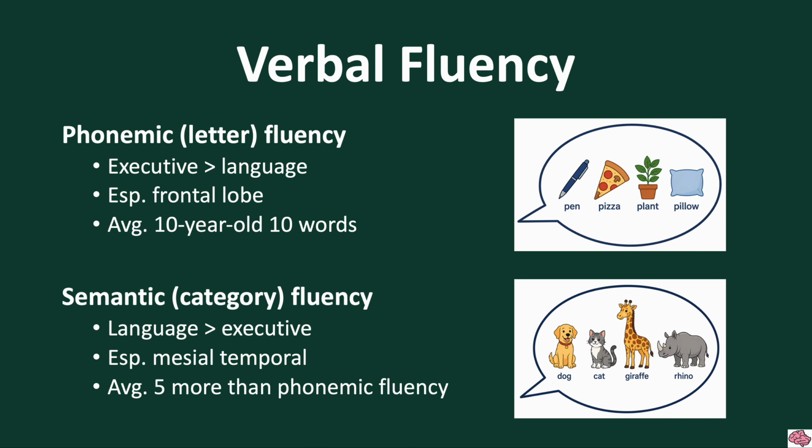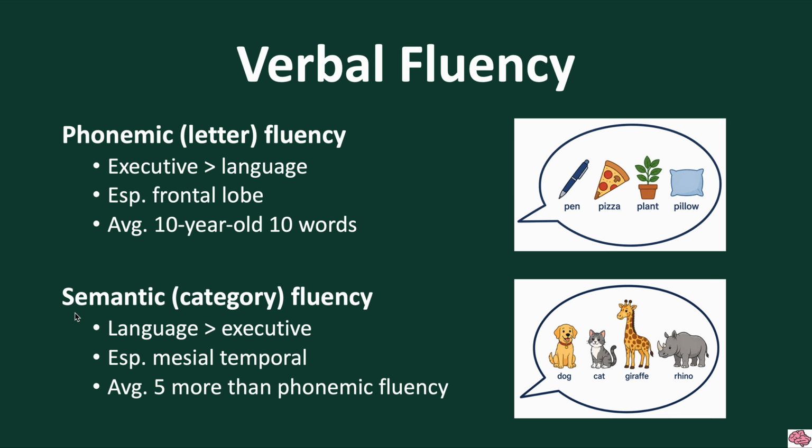So there you have it. Verbal fluency is a hybrid task relying on both executive and language functioning. There are two types: phonemic or letter fluency, and semantic or category fluency. Phonemic fluency is more reliant on executive functioning than language functioning, and especially reflects pathologies involving the frontal lobe. The average 10-year-old should be able to mount 10 words.